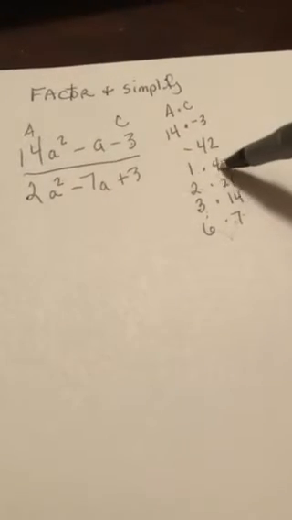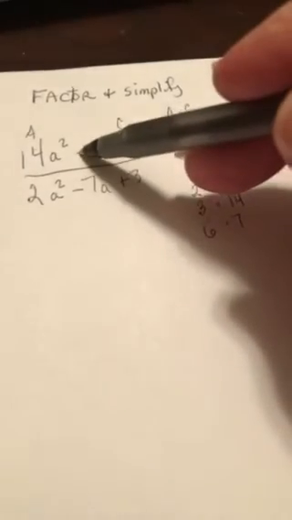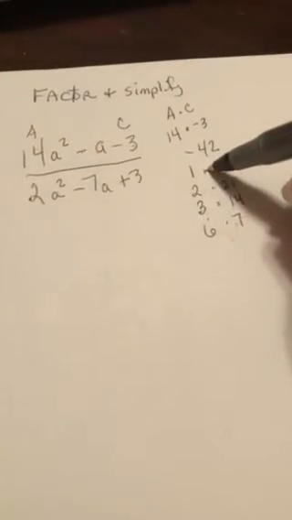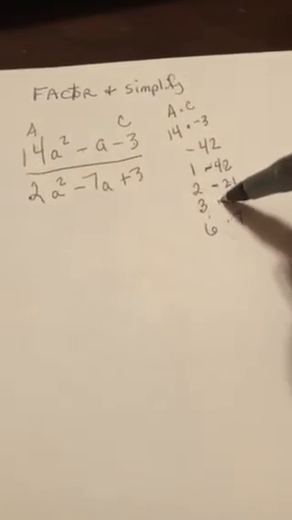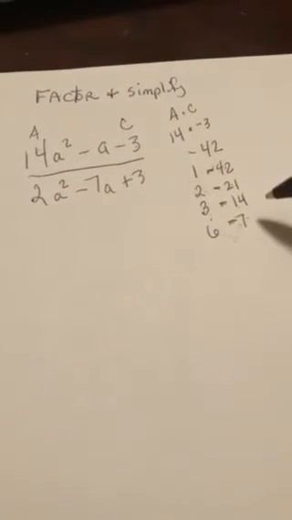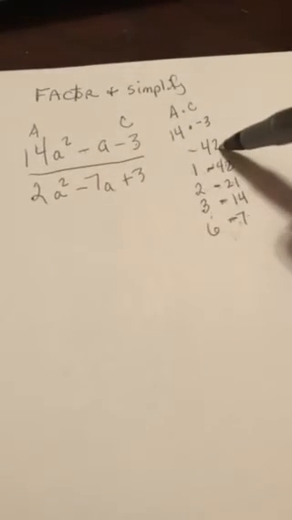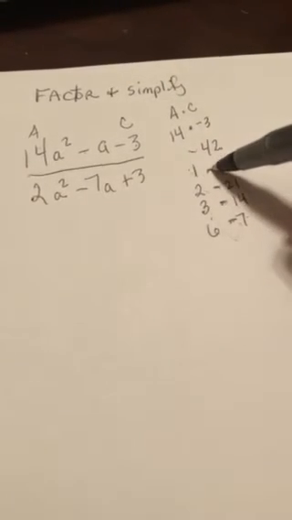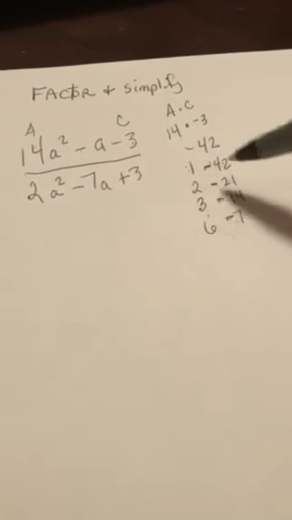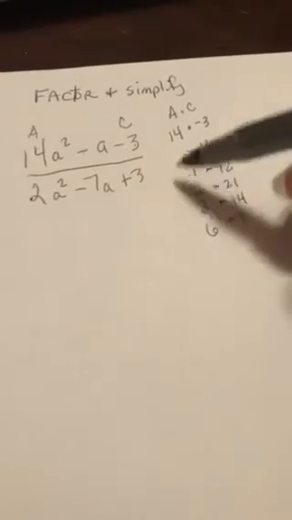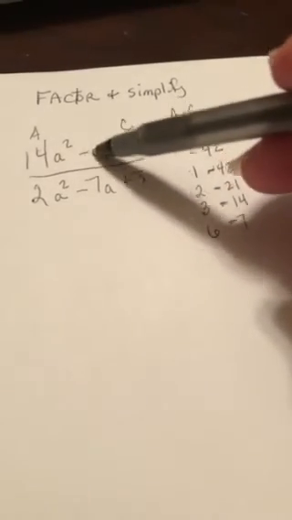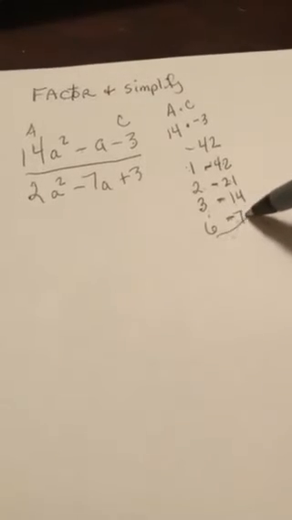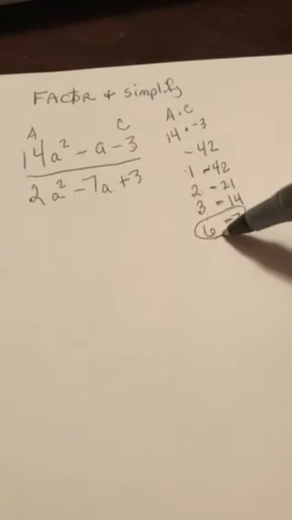So now we need to put our signs on these numbers. The sign of the middle term always goes on our largest row here. And they had to multiply to make negative 42. So that means these are positive since these are negative. And so now we want to look for the set that when you add them up, they equal a negative 1a. Well, this right here gives me a negative 1.